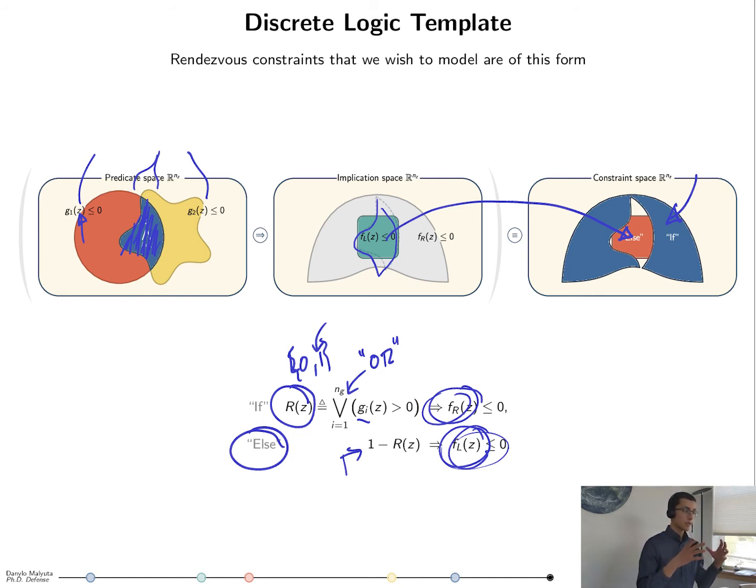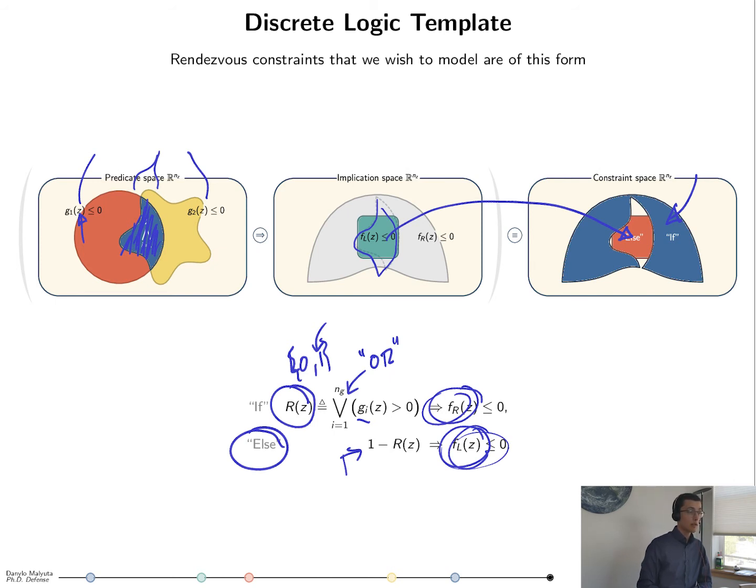When you intersect them, you get this set. And that intersection, by De Morgan's theorem, actually represents the else statement. It's easier to explain this else statement in illustration. So when the else statement holds, you want FL to be non-positive, right?